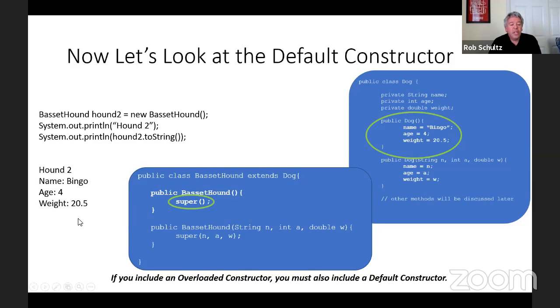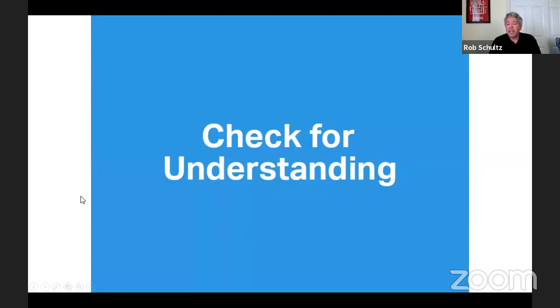So general rule is if you include an overloaded constructor, you also have to include a default constructor, provided you plan to use the default constructor. Okay, hopefully that wasn't confusing. All right, so let's do a quick check for understanding.